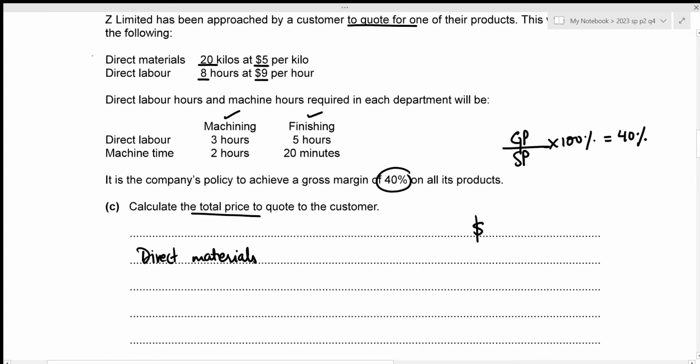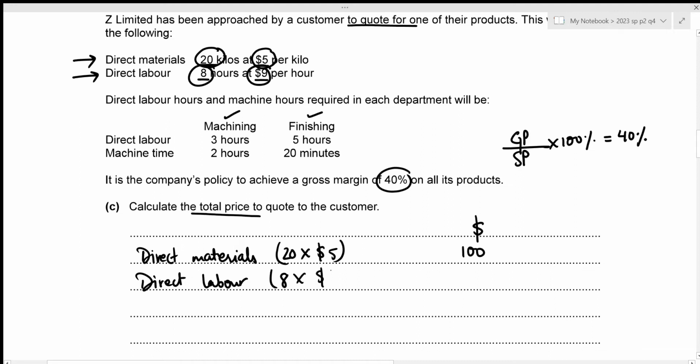And we are given the information regarding it right here. We require 20 kilos at $5 per kilo. So the total direct materials cost is just going to be 20 times $5, which results in 100. Now we can include our direct labor. Again, it's given right here. We require 8 hours at the rate of $9 per hour, which means that our total direct labor is going to be 8 times $9, which results in 72.